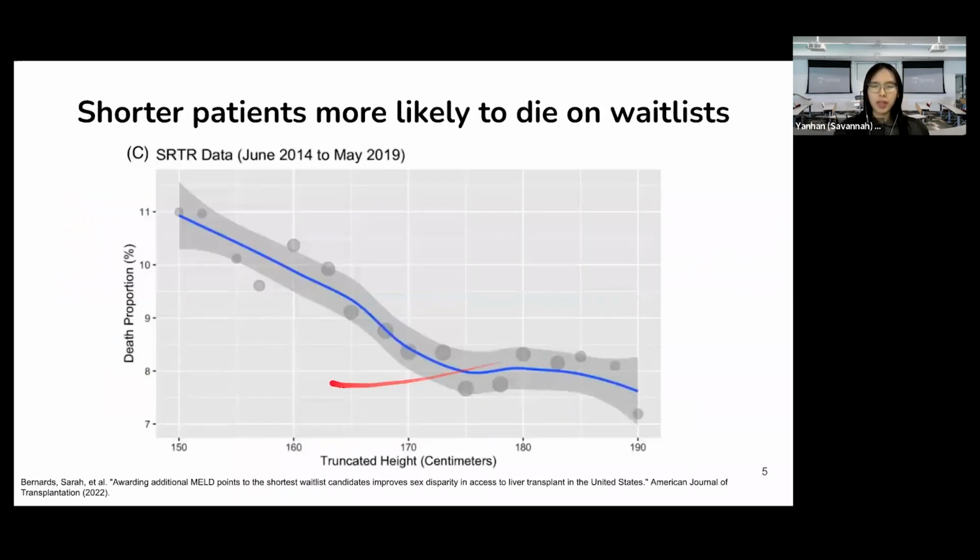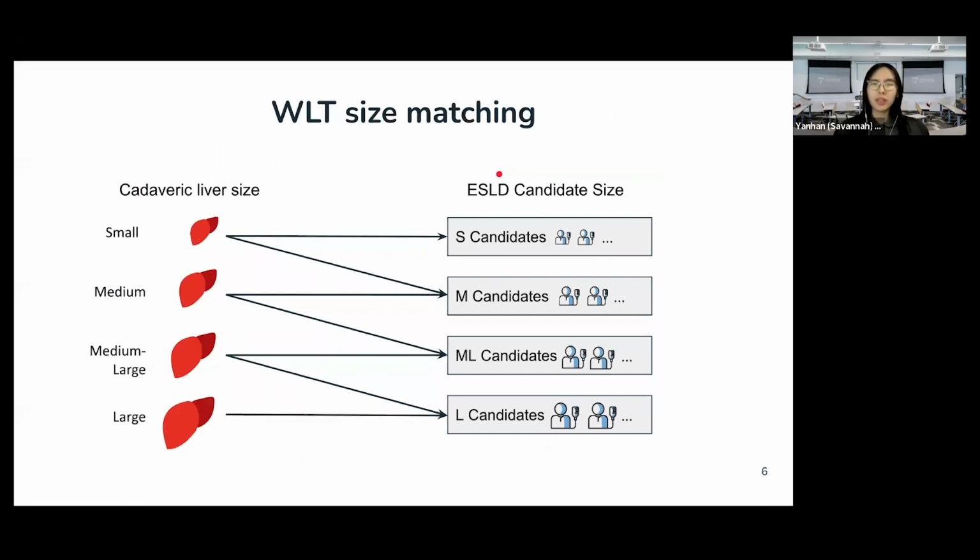This figure confirms what we said before. We see a strong negative correlation between height and death proportions on the wait list based on real data. More specifically, in the traditional method, a candidate can receive an organ from a donor of their own size or a slightly smaller one, but never a larger one, because a larger liver will cause more complications and worse outcomes.